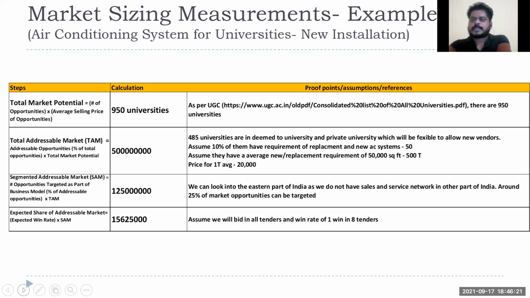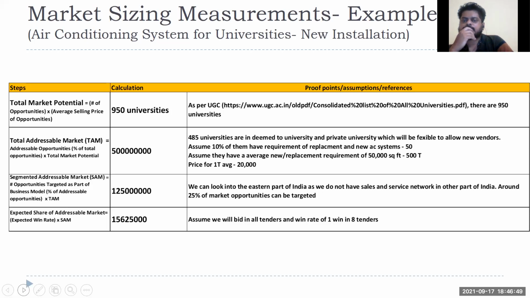So what is target market potential? Some information you have to search for. I cannot just make an assumption that there might be 500 universities or 1500, right? This information is easily available. I can go to the UGC site, where I will find the details of 950 universities. So there are around 950 universities, which is the total market potential for me.